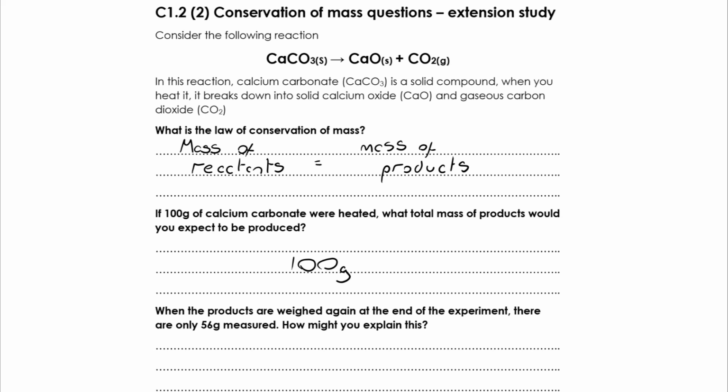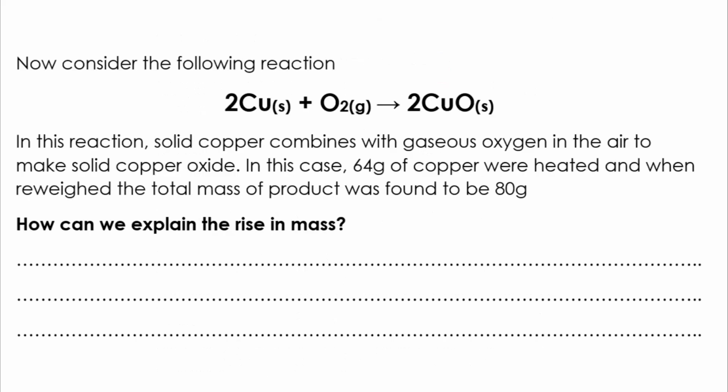But if you take a look at the equation, there's a big clue as to why. Because we're making CO2 and it's a gas. Now, when we make a gas, we can't measure that on the balance. That's escaped into the air. So we can assume that the remainder, after the 56 grams that we've measured, which is 44 grams, is CO2, and that's escaped into the air.